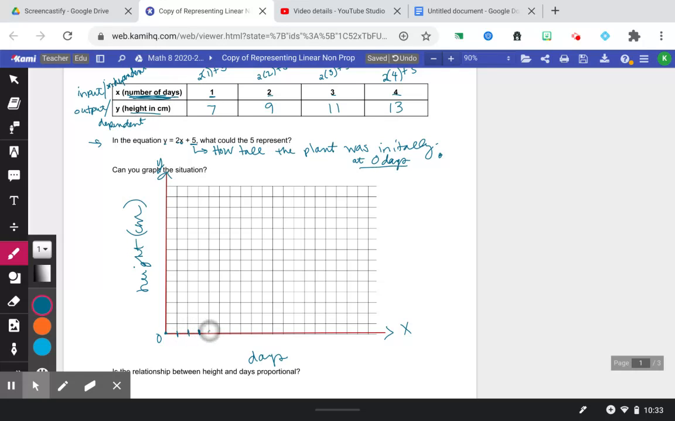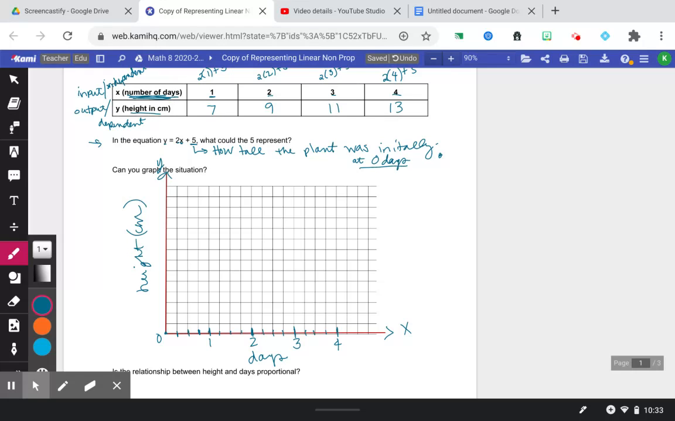Not spaces, lines. Now, I want to spread my graph out a little bit. So instead of having each line worth 1 day, I'm going to stretch it out. I'm going to count 1, 2, 3, 4 lines, and I'm going to say that represents 1 day. And then I'm going to go 1, 2, 3, 4. Now that's 2 days. 1, 2, 3, 4. That's going to be 3 days. 1, 2, 3, 4. That's 4 days. Okay, now that's going to stretch the graph out a little bit.